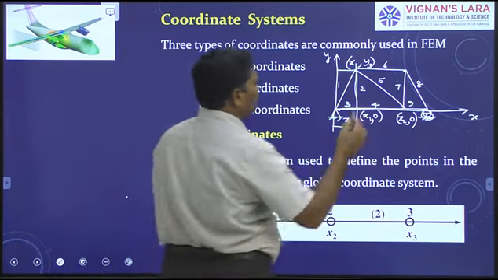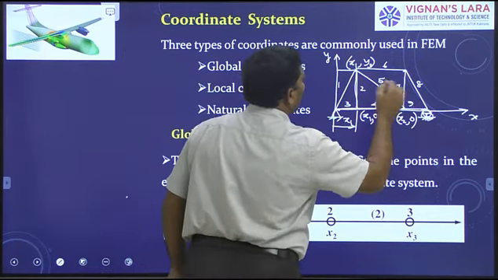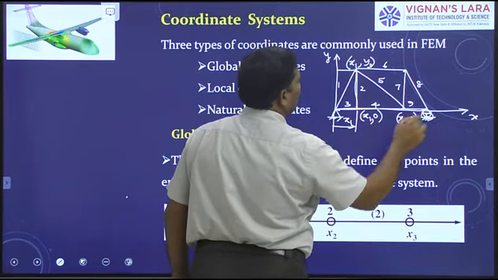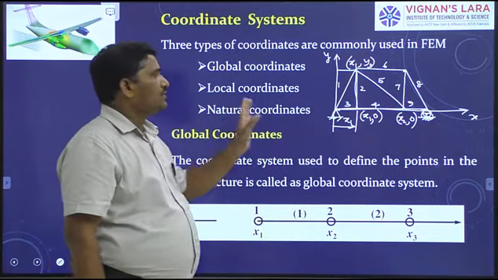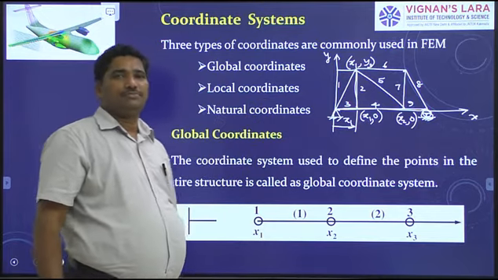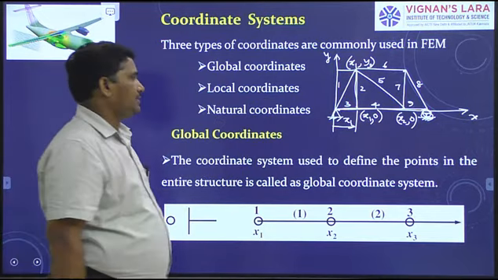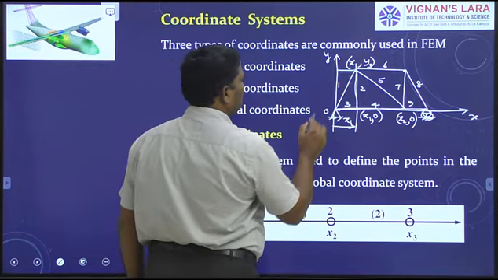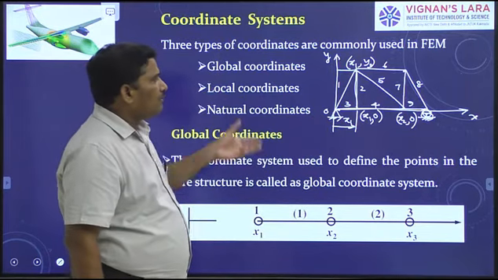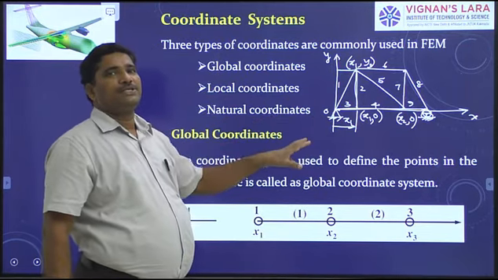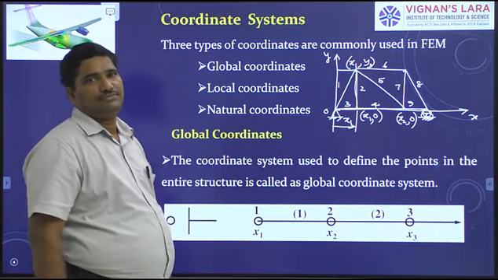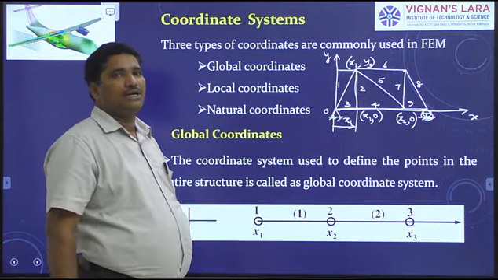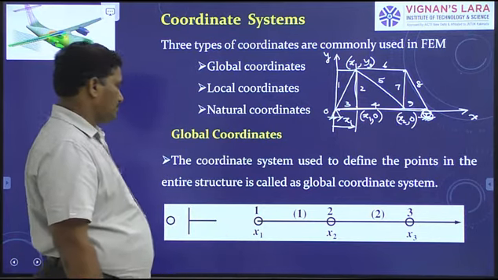This is how you can specify all the points of this structure with the help of a single coordinate system OXY. Right? We use the same coordinate system to specify all points in the structure. Such a coordinate system is called the global coordinate system.